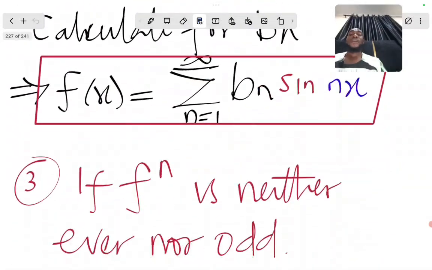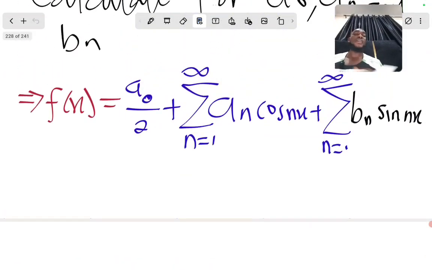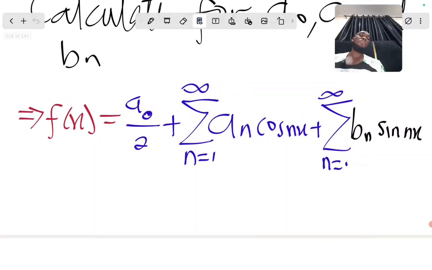So in this case, what you have to understand before you make use of your Fourier series is that you have to ascertain and confirm if the function is even or odd, or if the function is not even and not odd. So once you can identify that, you'll be able to solve most of the questions on Fourier series for period 2.